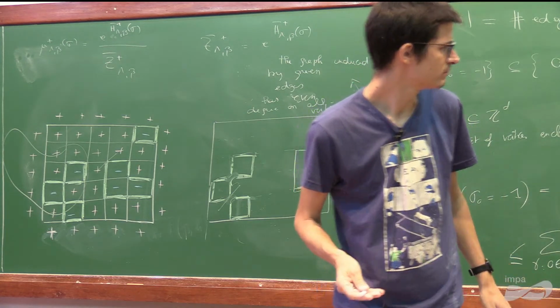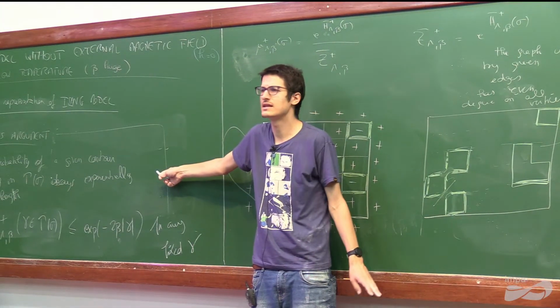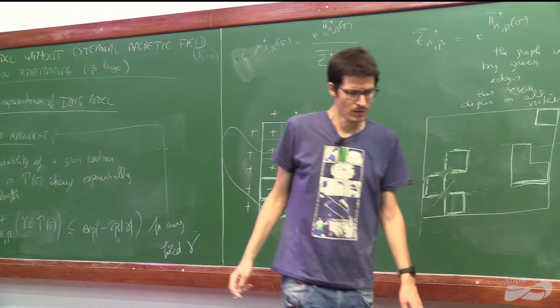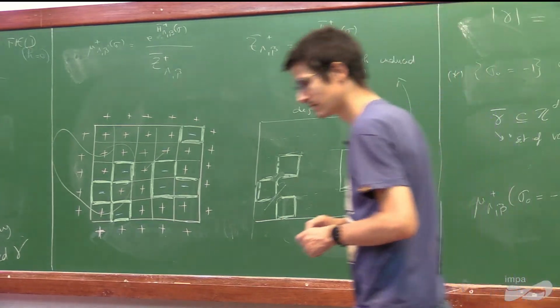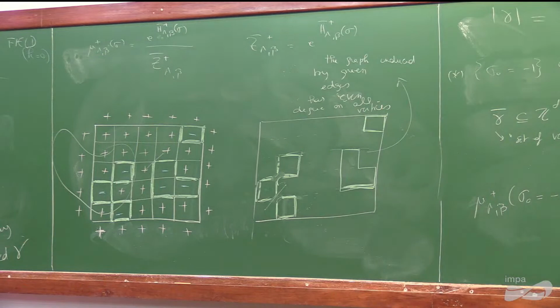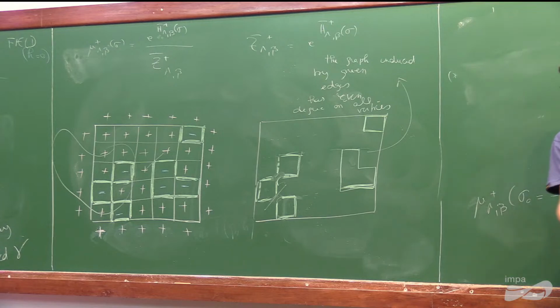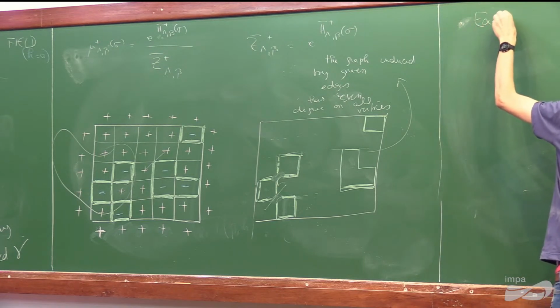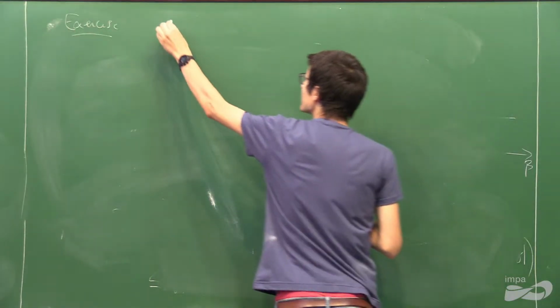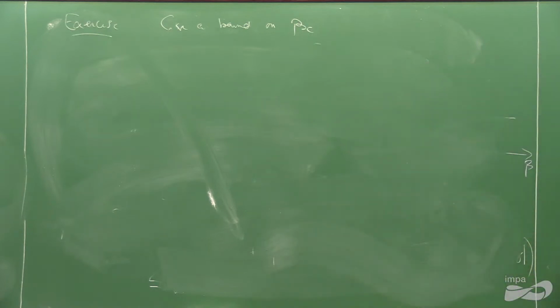Was this clear? Now we need to prove Peierls' argument. Any questions so far? I will give you a proof, and maybe I will put some exercises here. An exercise is: give a bound on beta c using this argument.